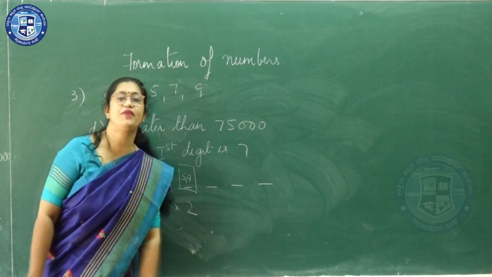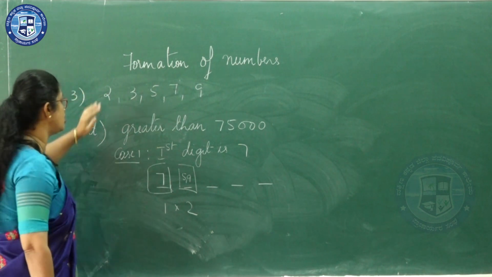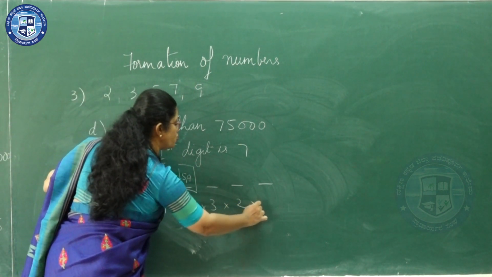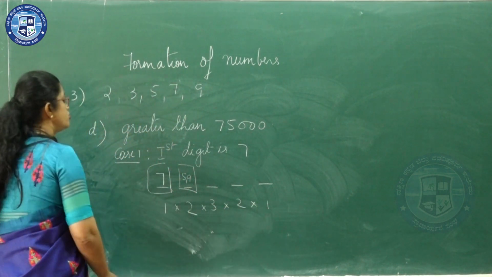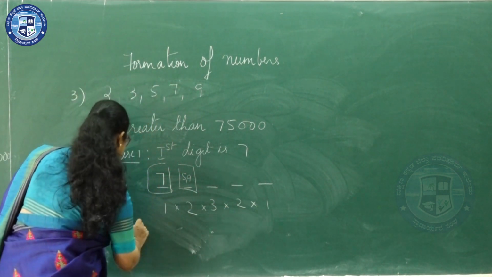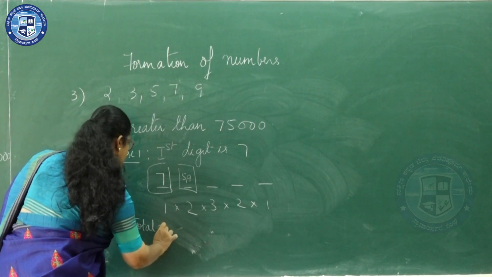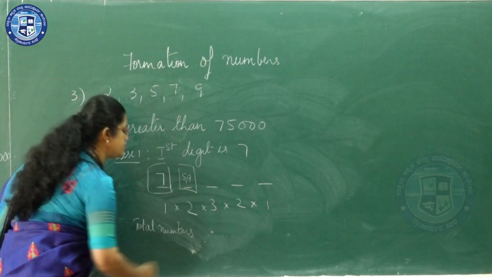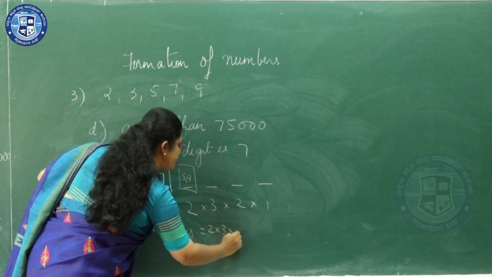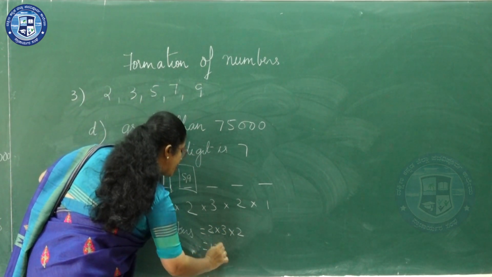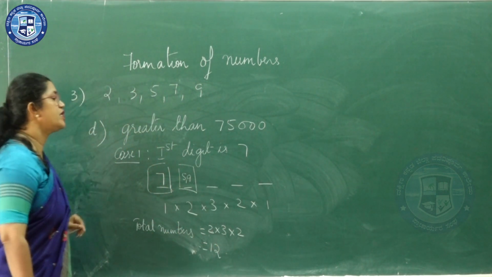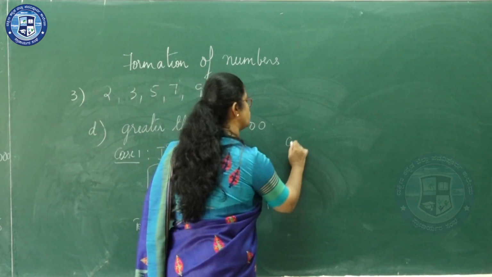Now the other three places do not have any restriction. Two numbers are gone. Remaining is 3 and then 2 and then 1. So the total numbers when the first digit is 7 is 2 into 3 into 2, and that is 12. This is case 1. Now let us see what is case 2.